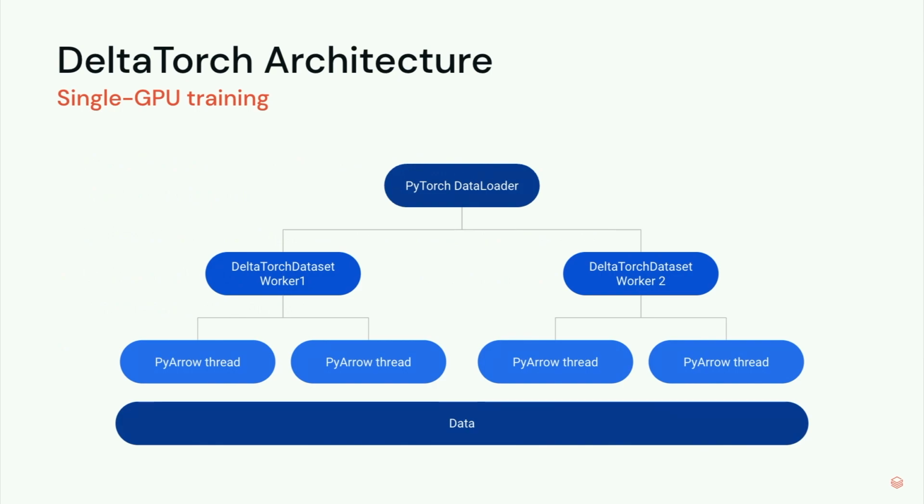That's how it's going to look with one GPU training. We'll have our PyTorch data loader, and the data loader might run multiple workers. On the slide you can see that we have 2 workers, and each worker might run multiple PyArrow threads. Each worker will have its own shard of data. It will just add conditions to the PyArrow dataset. Because of that, data skipping and ordering are really important if our data is ordered. We also have statistics in Delta that help Delta Lake read only the Parquet files it really needs.